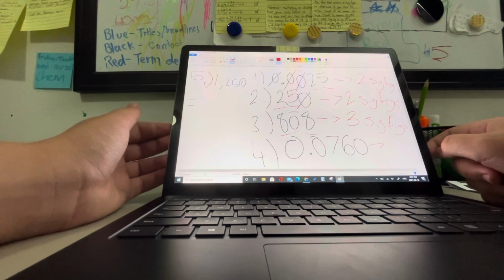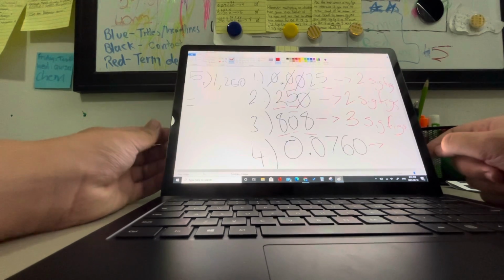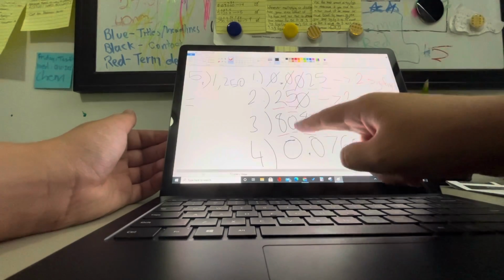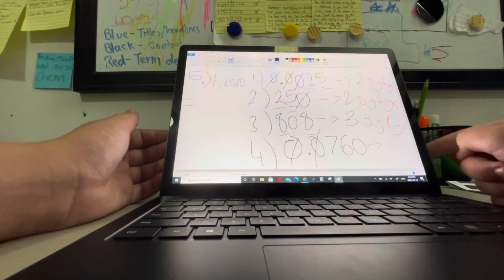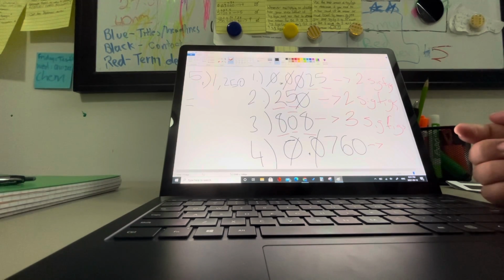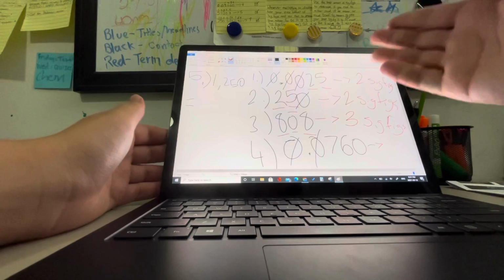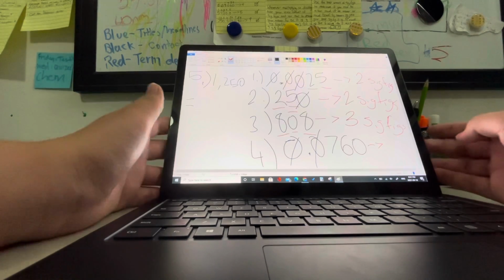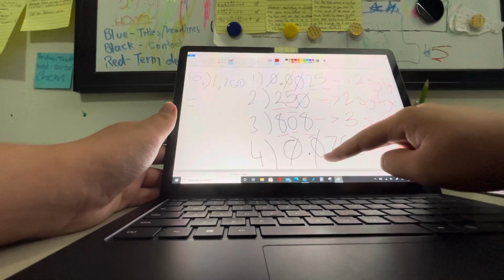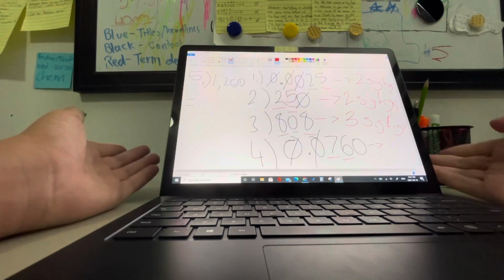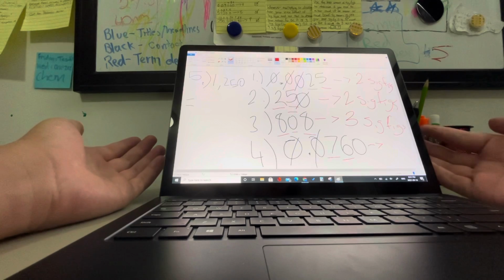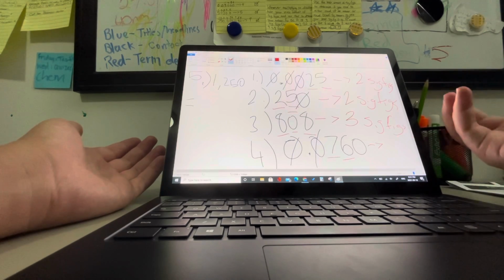We have 0.0760. Okay, so right off the bat, from question 1, we know that the leading zeros are absolutely not going to be going through with this question. So we just get that out of the way and don't care about it whatsoever. Now, we know right off the bat that 7 and 6 are significant figures because they're not zeros. They have value. It's not non-value like a 0.